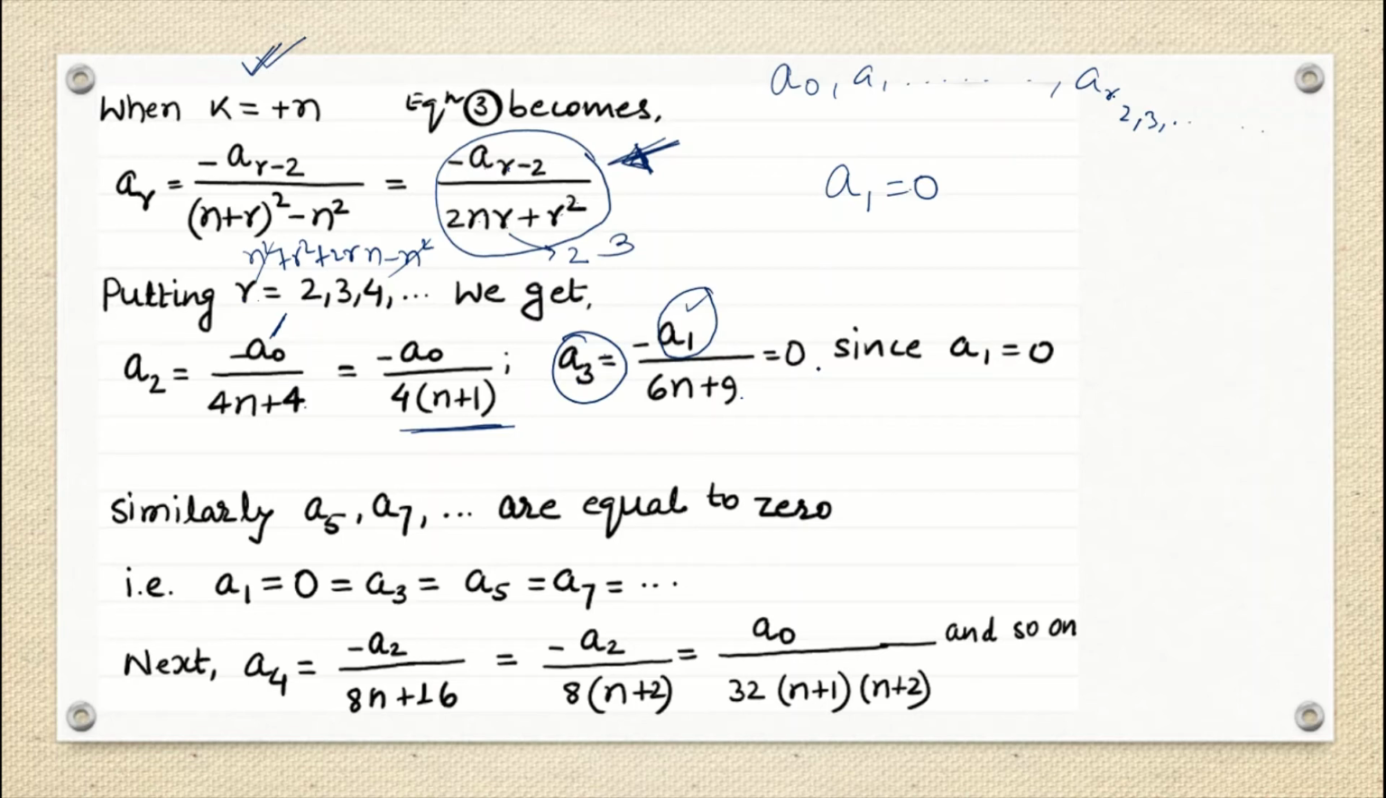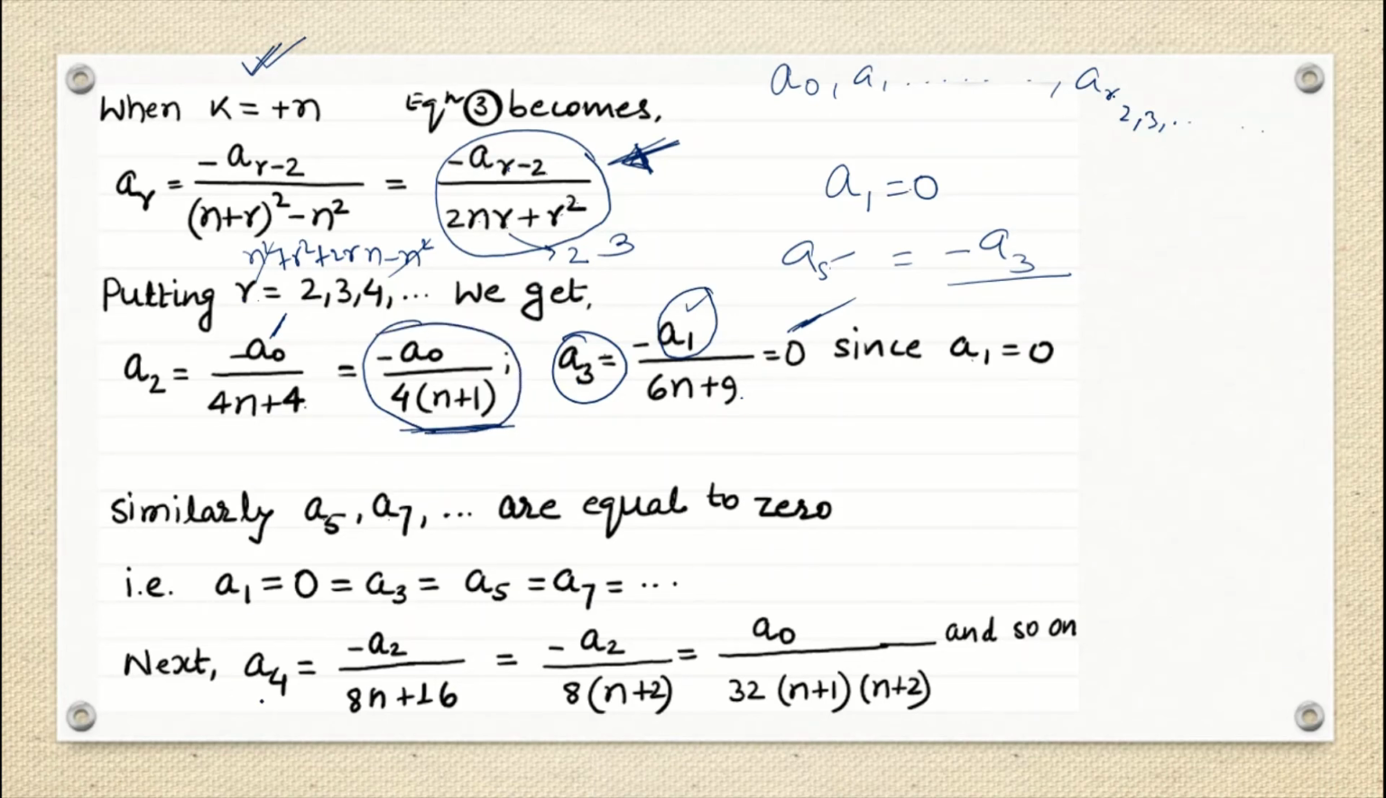So a3 is 0, a1 is 0. Similarly a5, a7, a9, all the odd terms, where the value of r is odd, will be 0. What is the reason? To find the value of a5, for example, you write minus a r minus 2, 5 minus 2, that means a3. In the numerator it will be minus a3, and a3 is 0. So all your odd terms, even a5, will be 0. Fine. Now come to the even terms. In the even terms, a2 is minus a0 by 4 times (n plus 1).